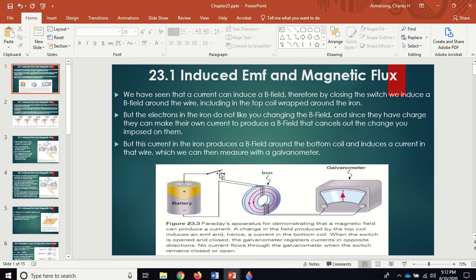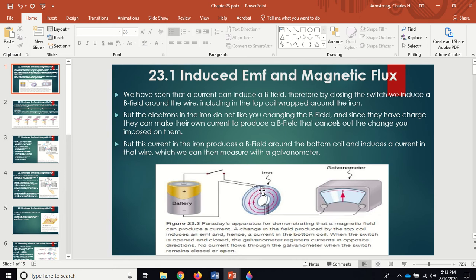We're closing the switch right here. And when we do so, there's a current that goes through here. Now, there's that loop right there. That's going to generate a magnetic field. There are electrons in this iron. The electrons do not like changing magnetic fields, but because they are charged particles, they have the power to start to move as a group, as a team, and generate their own magnetic field to try to cancel out the change. They don't like change. They don't mind magnetic fields. They just don't want the magnetic field to change on them.